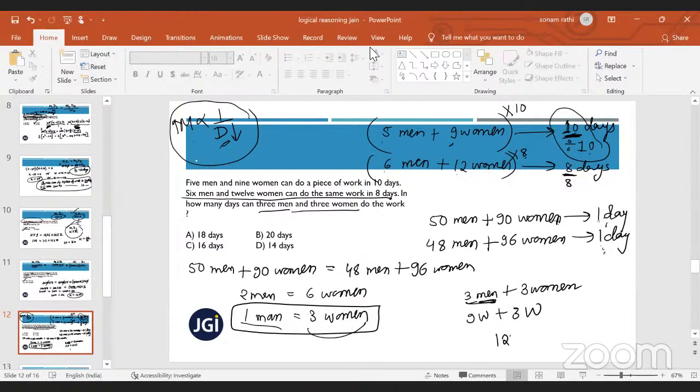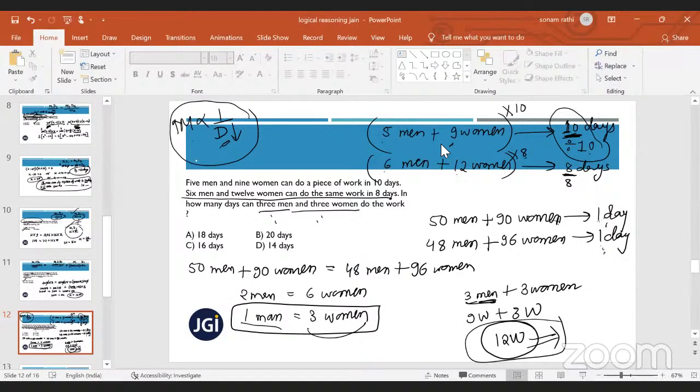So it means we need to calculate for 12 women basically, right? We converted men to women. So now we have 9 women plus 3 women. So total for 12 women we need to calculate. This is now our reduced question. So there were 2 things given to me. I reduced it to a single thing. Okay. So now this is 12 women.